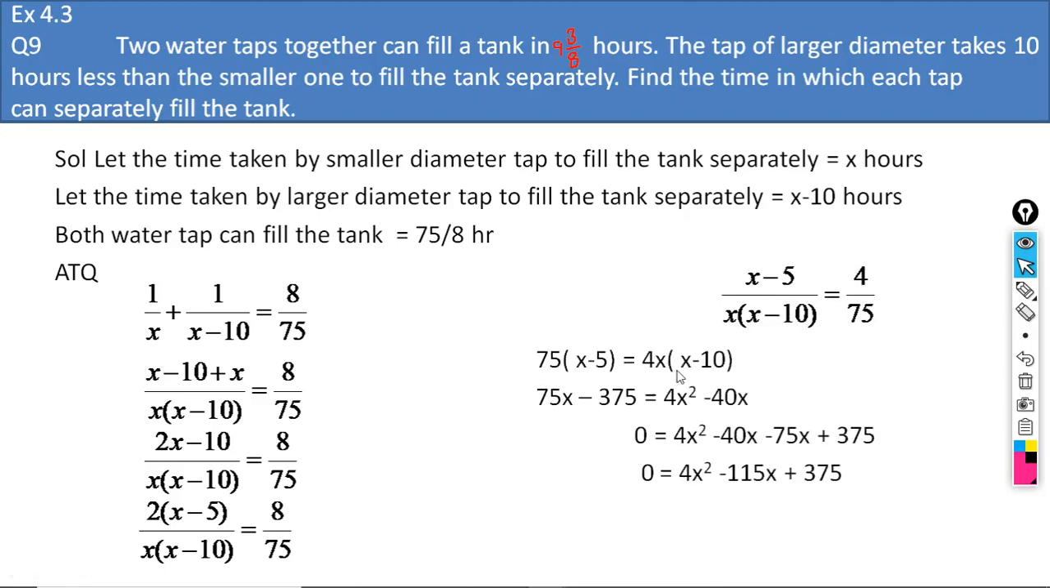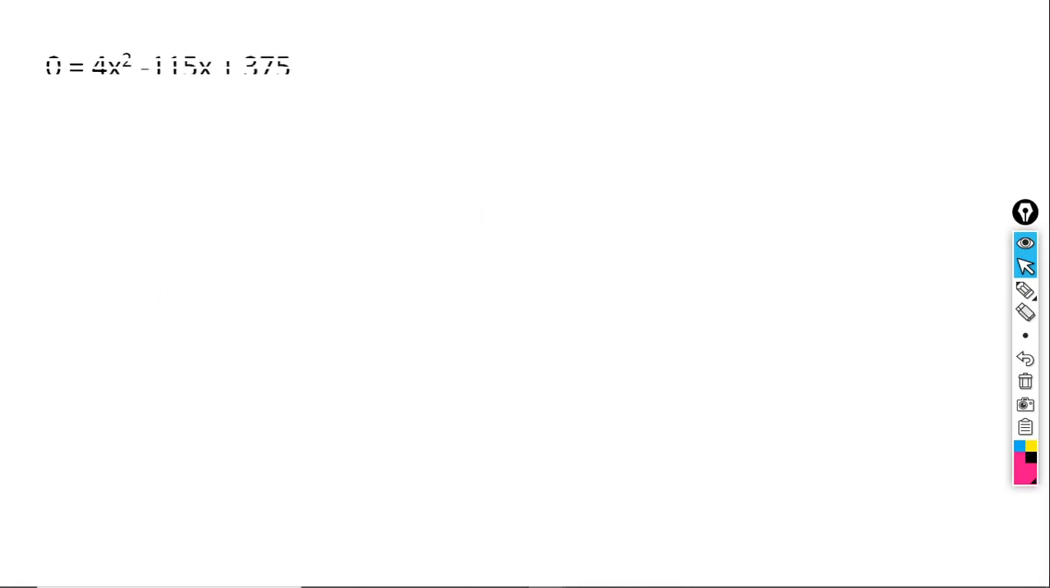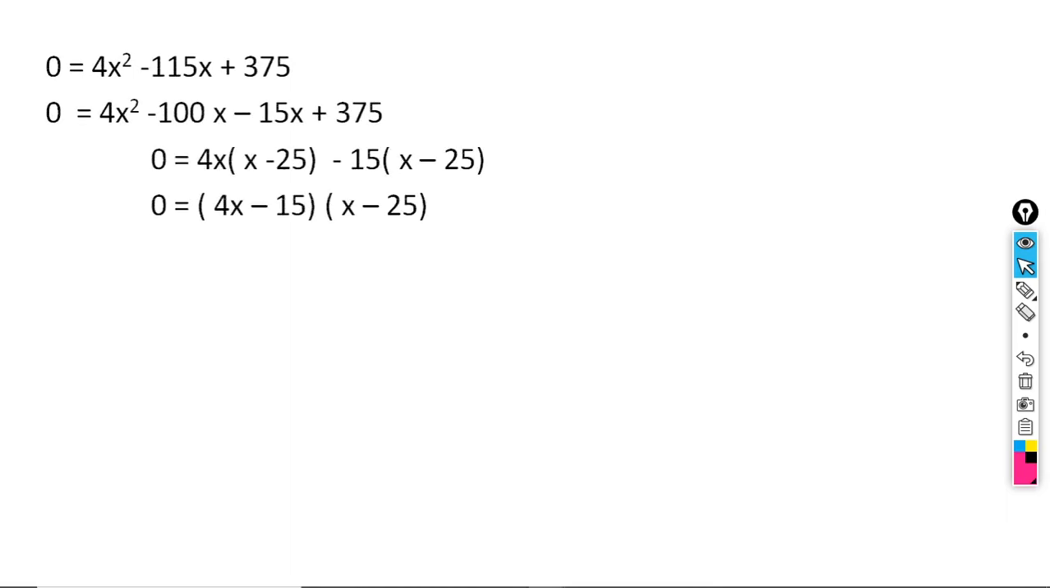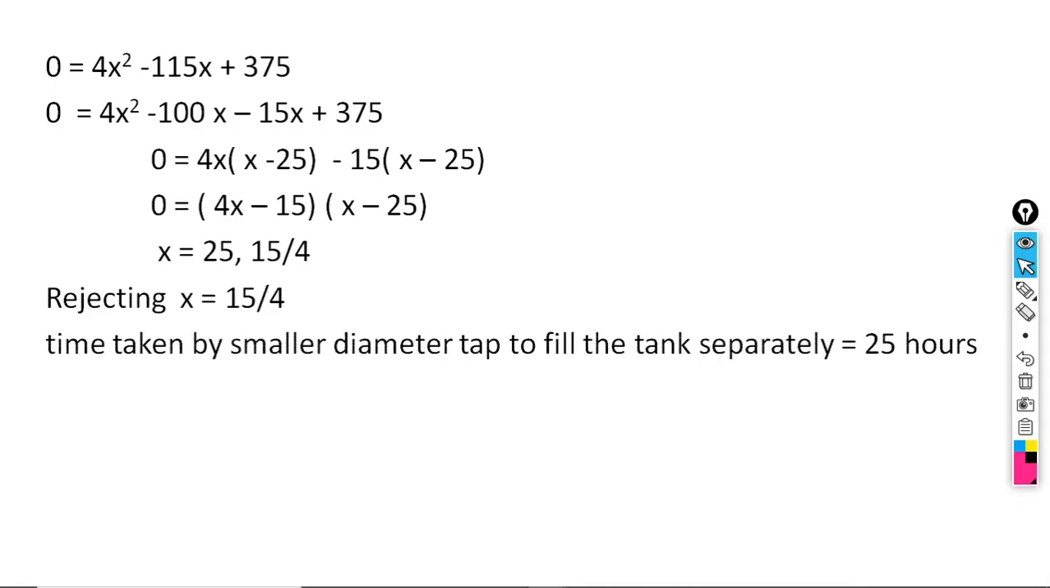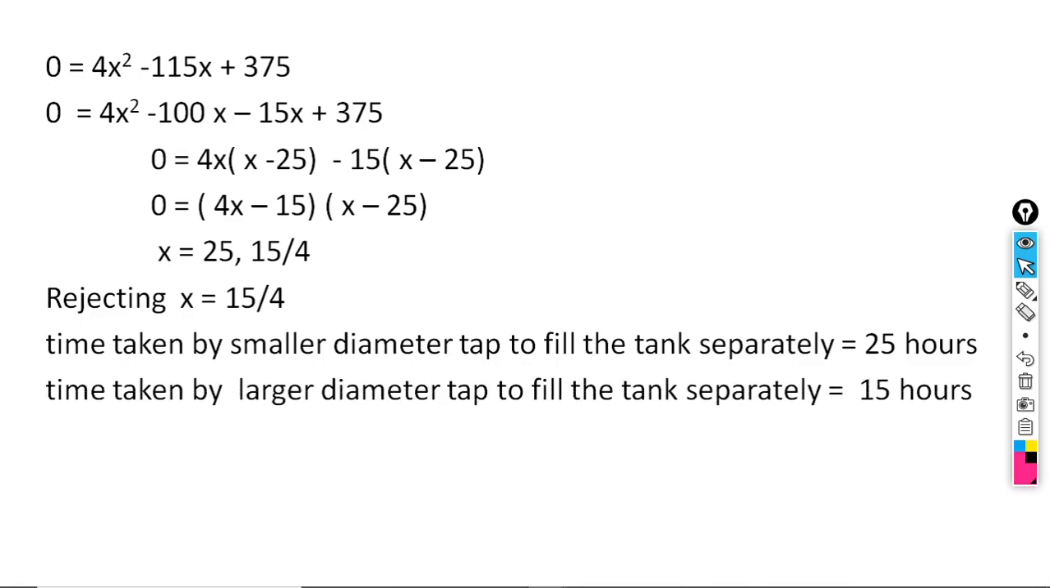Next step, by cross multiplication, we change it into a standard quadratic equation which is 4x square minus 115x plus 375 equals 0. Then by middle term splitting we get the two factors 100 and 15. By solving it we get the two values of x, one is 25 and the other is 15 upon 4. So we reject 15 upon 4. So the time taken by the smaller diameter tap to fill the tank is 25 hours, while the other will take 10 hours less, which is 15 hours.